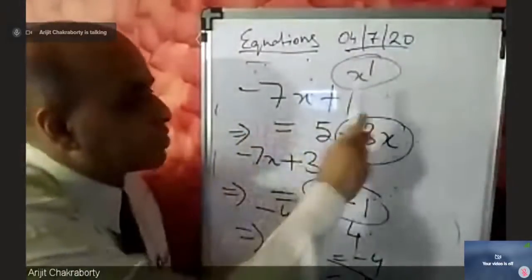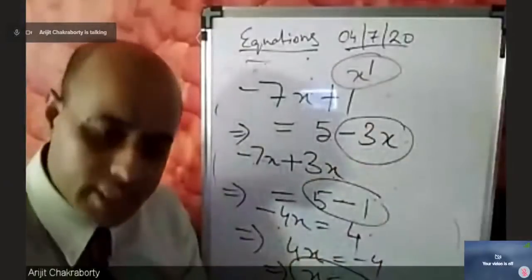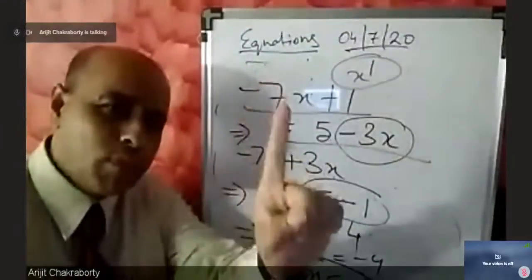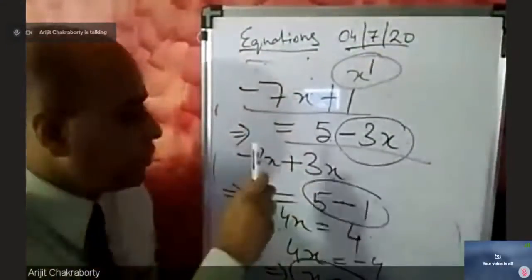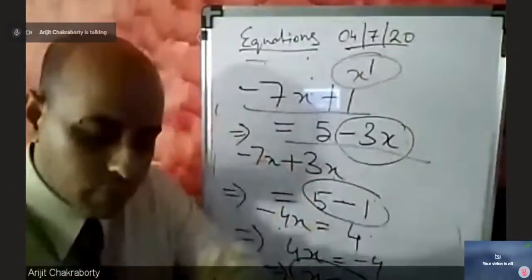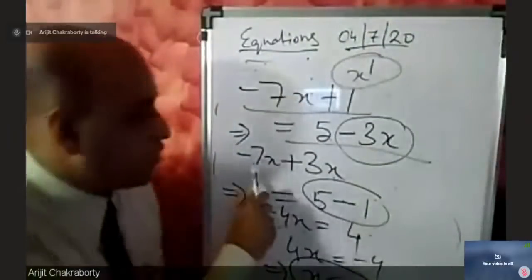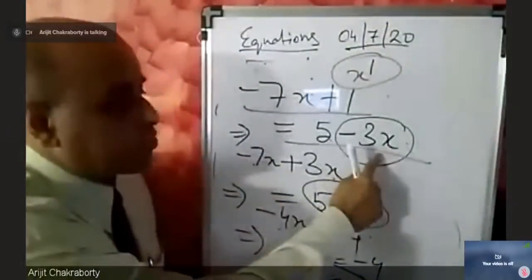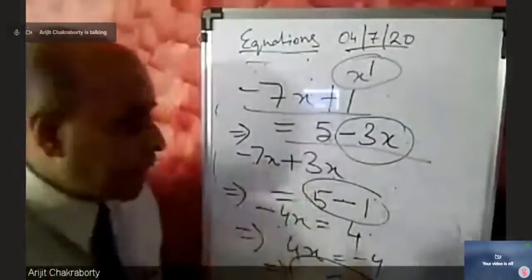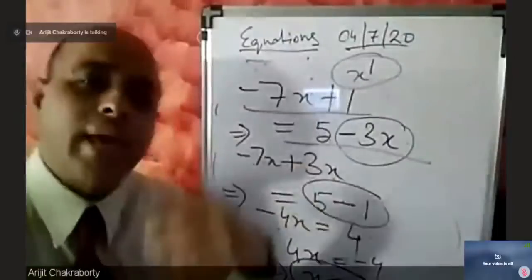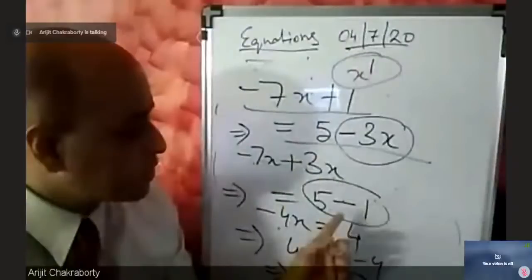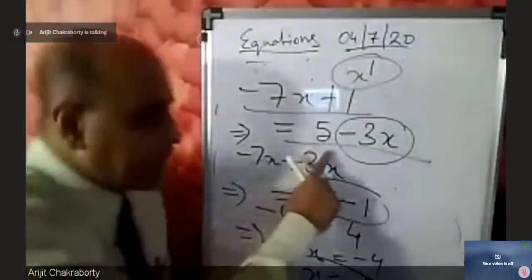Minus 7x plus 1 is equal to 5 minus 3x. This is the problem which is given to us. Step number 1, we have brought all the x factors, the terms which have x, to one side. So we have minus 7x plus 3x. We brought this 3x to the left hand side. And on the right hand side, we are having only the absolute numbers. And the absolute numbers are 5 and 1.